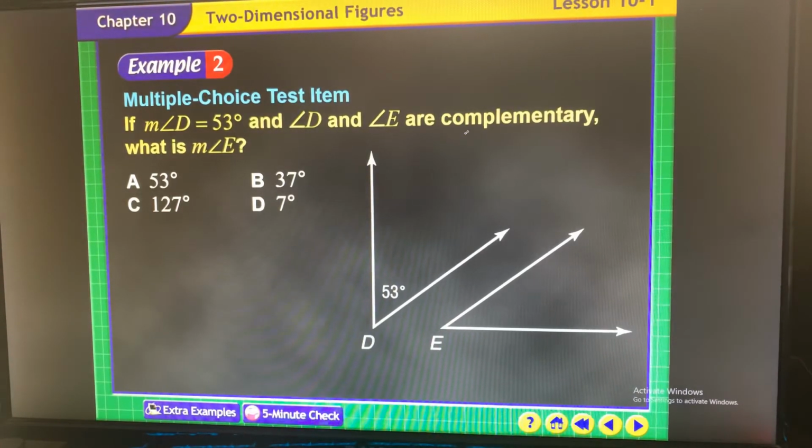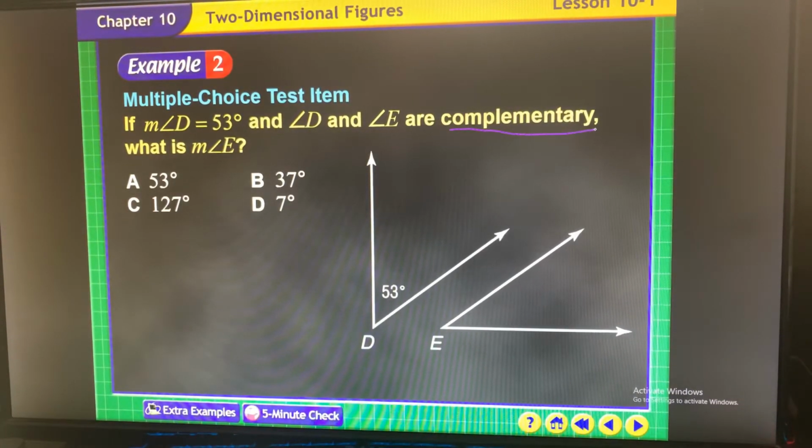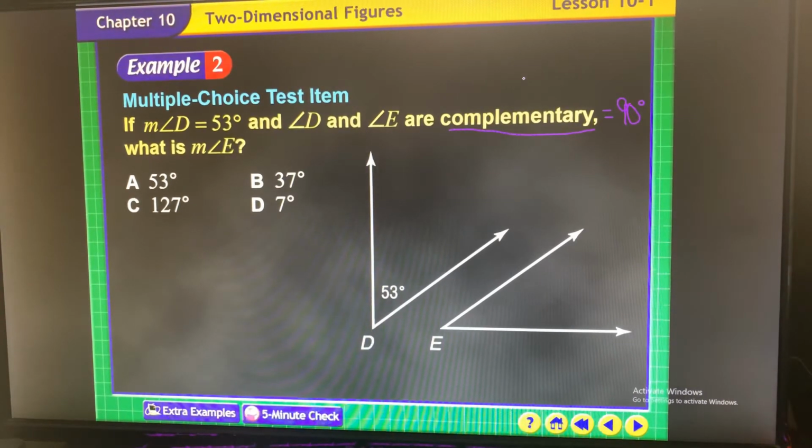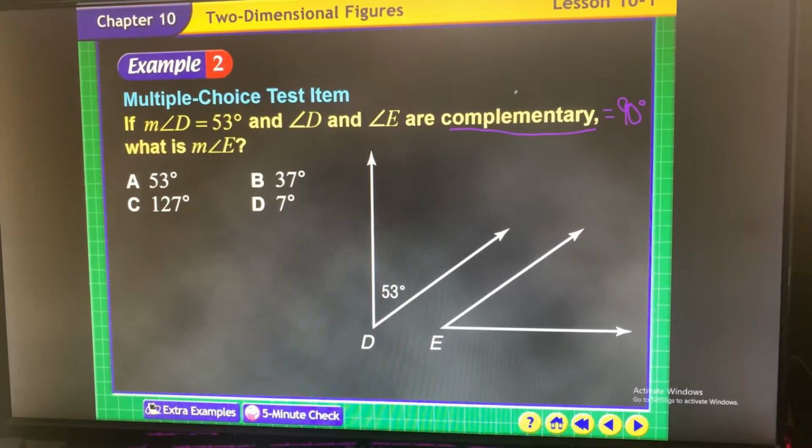So there are two things. I told you about supplementary. Another one is called complementary. Complementary angles are two angles whose sum equals 90 degrees. It's pretty easy to remember. Supplementary has to equal 180. Complementary has to equal 90 degrees.